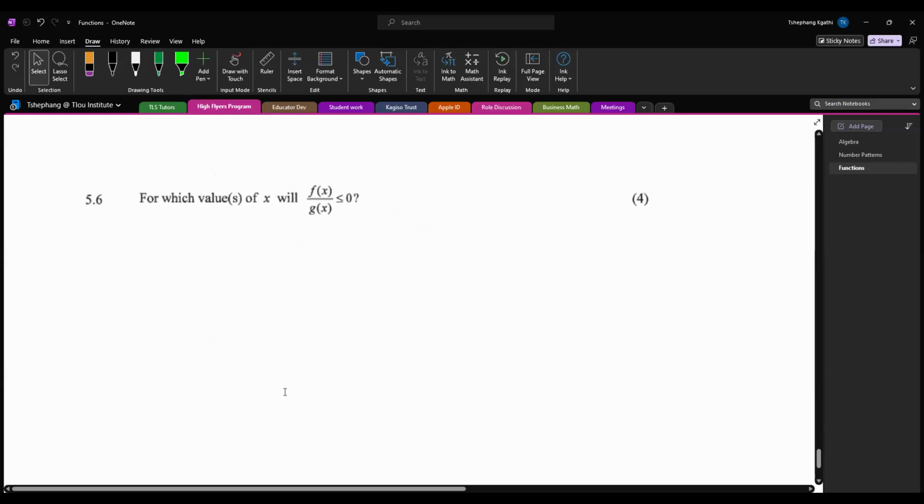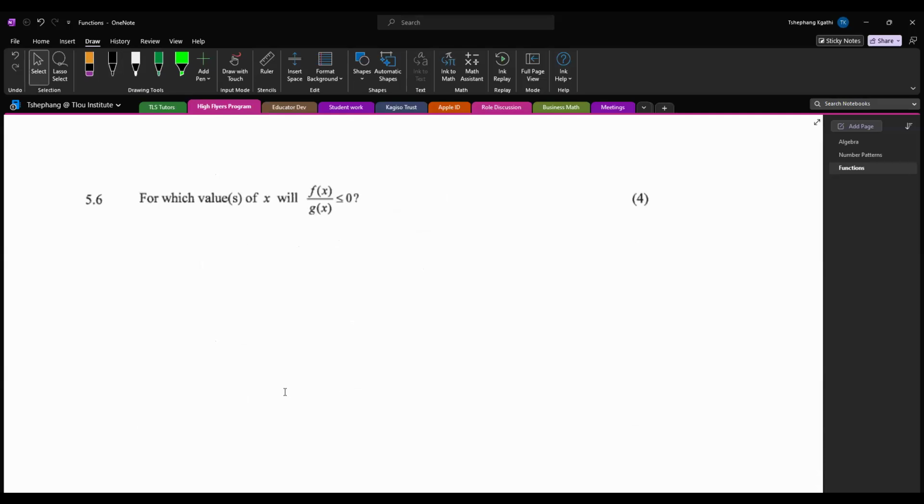5.6. For which value or values of x will f of x over g of x be less than or equal to 0? Okay, so I'm going to plead with you now. Whenever you get such a question, please do not try to do it algebraically. Try to analyze from the graph, right? Because imagine if you had a log graph there, it will be quite difficult for you to find f of x over g of x, right?